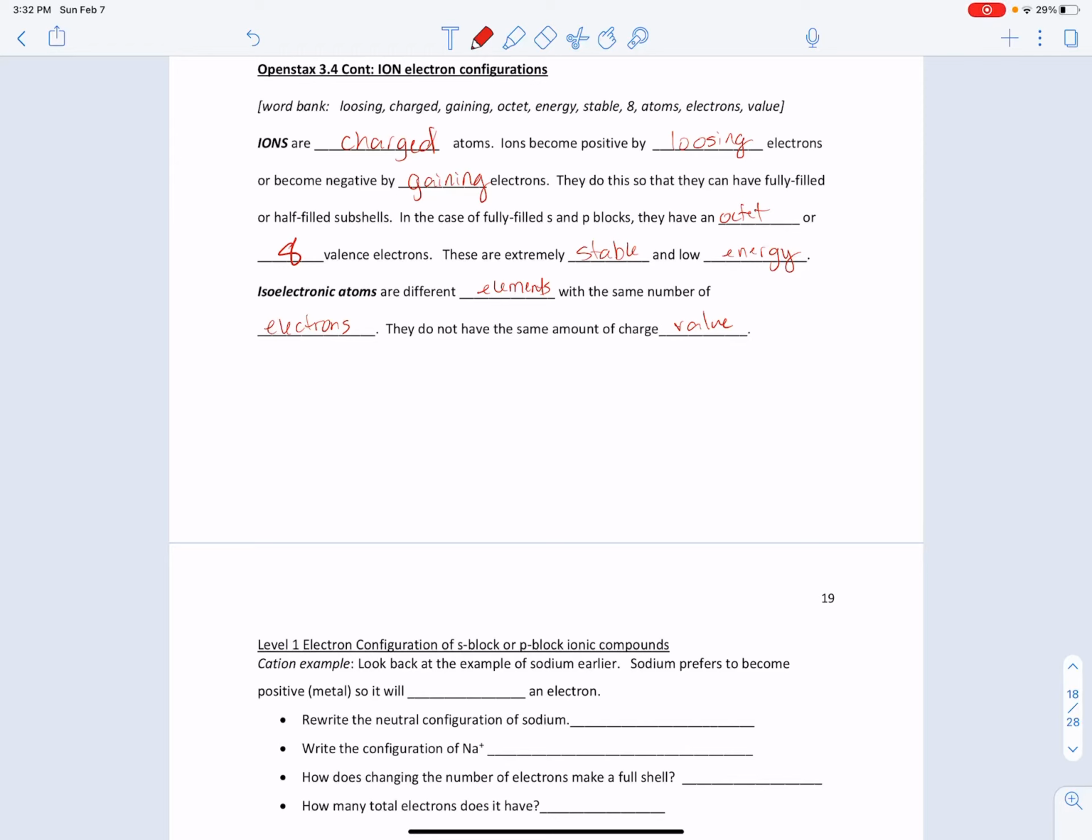Ions are charged atoms. You learned that in chapter 2. Ions become positive, cations, by losing electrons, or they become negative by gaining electrons. They do this so they can have fully filled or half-filled subshells, which we just talked about were stable.